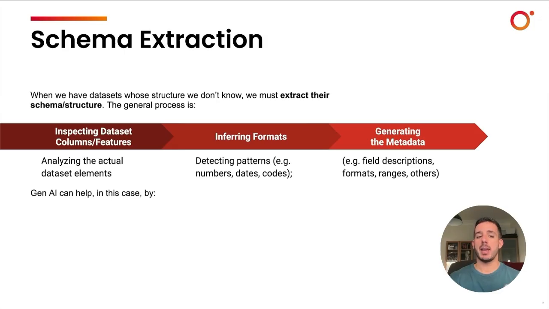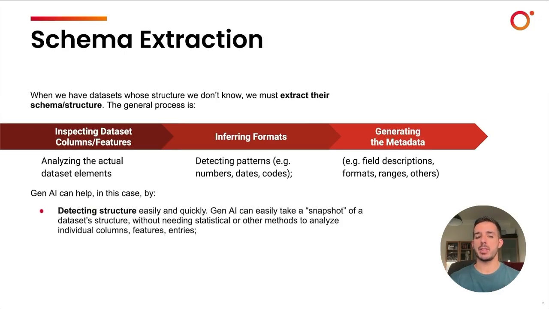And how can generative AI help here? Well, in this case, it helps, for example, by detecting the structure easily and quickly, right? Generative AI can easily take a snapshot of a dataset structure without needing to run statistical methods or analyzing individual columns or features or entries. Chances are, if you copy-paste the dataset into a text generative AI model and ask it to derive the structure, it's going to make some very accurate guesses. Why? Because of what it has seen before in the training data, the relationships between certain variables, and so on. It's very good at making intuitive guesses of that structure and doing it relatively quickly.